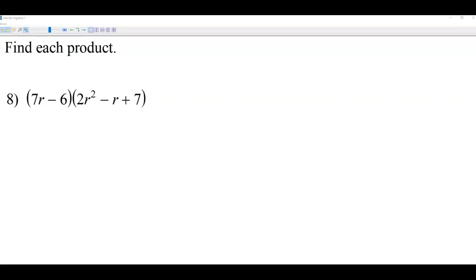For this next one, we're going to be multiplying. We have a binomial and a trinomial. Notice how there's nothing in between those parentheses. That means we're multiplying them instead of adding or subtracting.